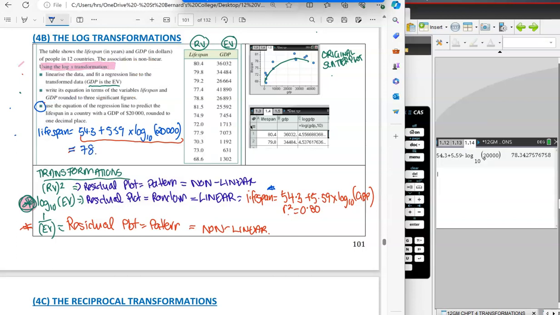Okay? That makes sense. A lifespan of 78 years is okay. It's not like it's saying 1,000 or anything. So that's good.